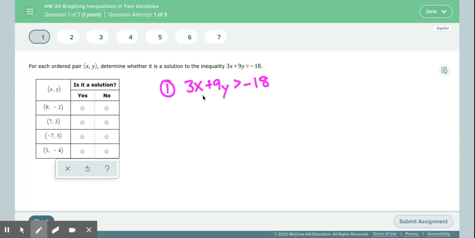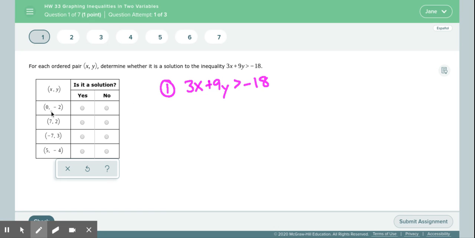So notice this time my inequality has not one but two variables. So it has x and it has y. So that means that if I were to graph these, rather than just working with one number line, I work with two number lines together, which makes my coordinate plane. All right, so on this question, I don't need to graph. All I need to do is figure out, are these ordered pairs solutions to this inequality?